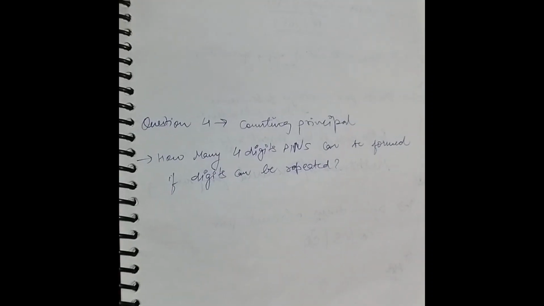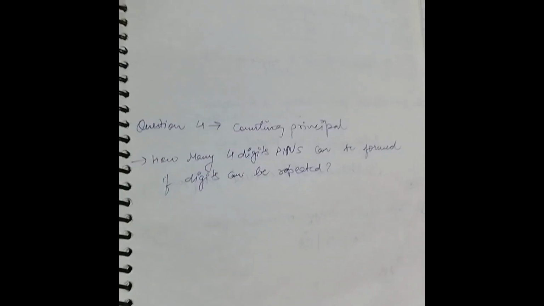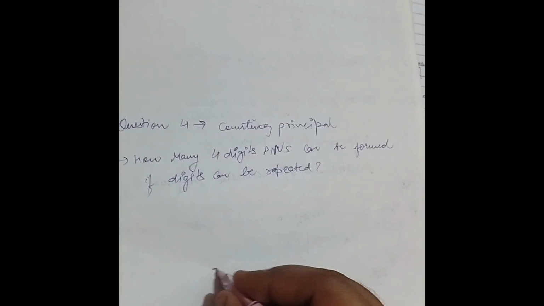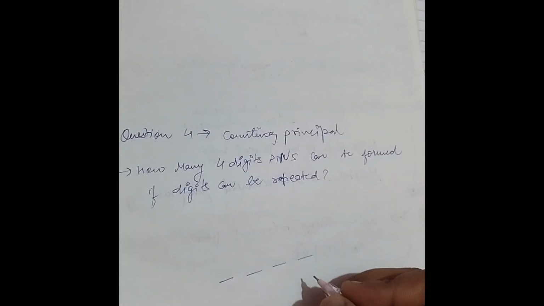So we have this question on counting principle, where we have to say how many 4-digit pins can be formed if digits can be repeated. So this is a very easy question, guys, basic PNC. So we have to make a 4-digit pin, and let's just see the choices that we have in it.